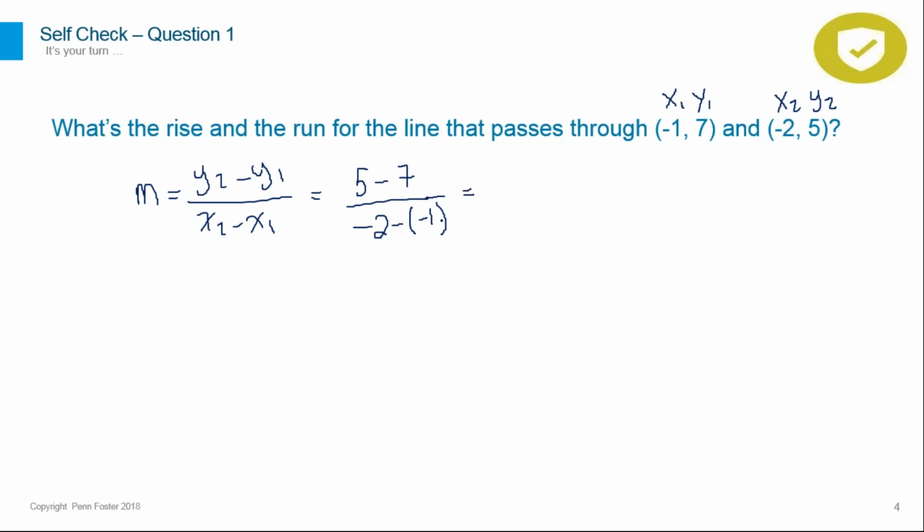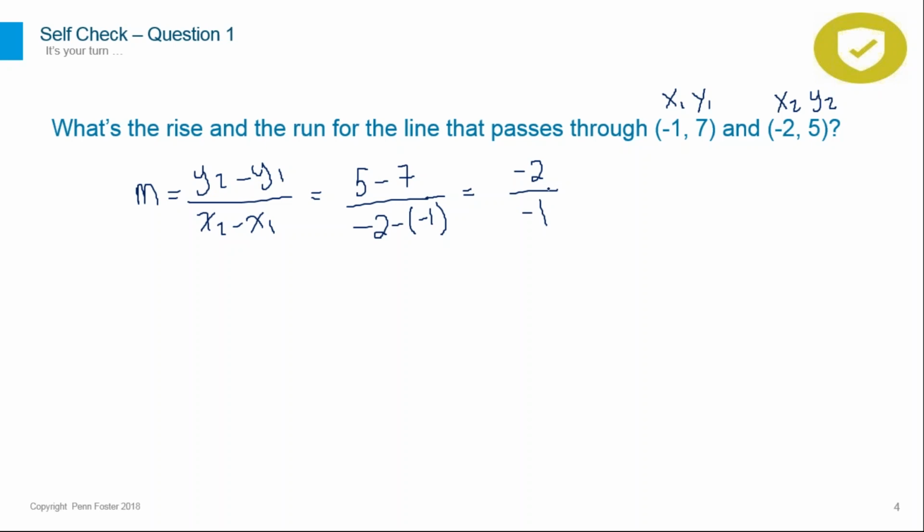Evaluate the top and the bottom subtractions. 5 minus 7 is -2. And then divided by, you have -2 minus -1. It's the same as saying -2 plus 1. So that will give you -1. Now this fraction represents the slope. This fraction also is not in simplest form.